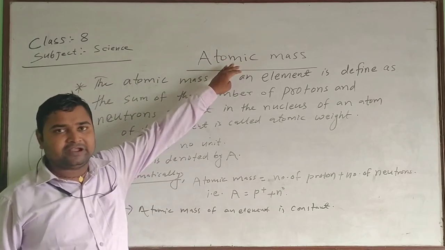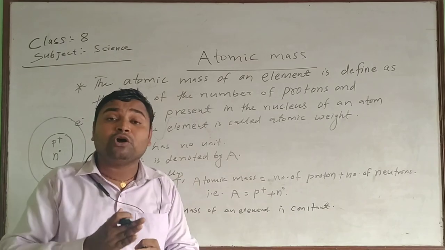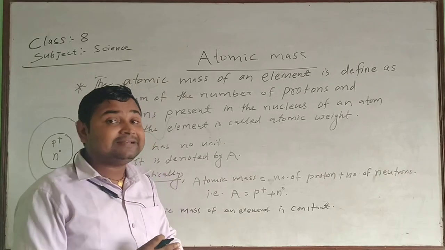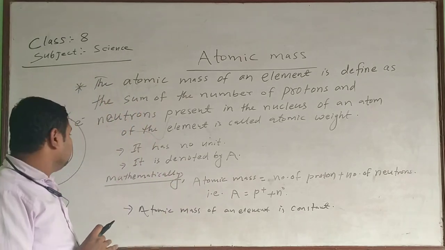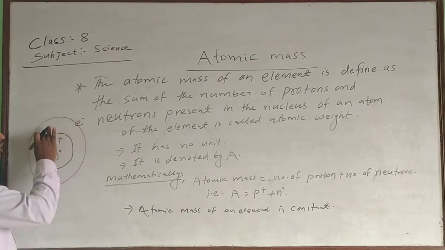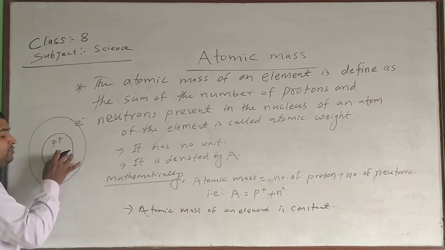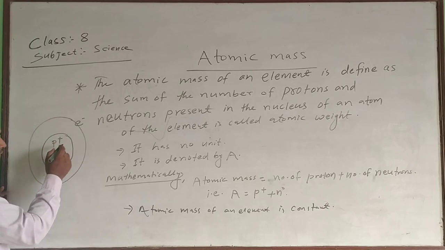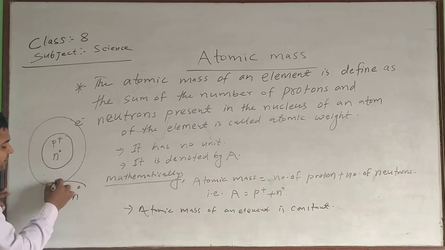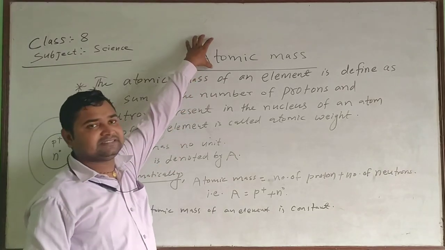Generally, try to understand what is atomic mass. The sum of number of protons plus number of neutrons, that is atomic mass. You have seen inside the atom at the center of the nucleus there is a presence of the proton and the neutron. When the proton, positive charge, plus neutron, chargeless particles, are both added, we can calculate mass.